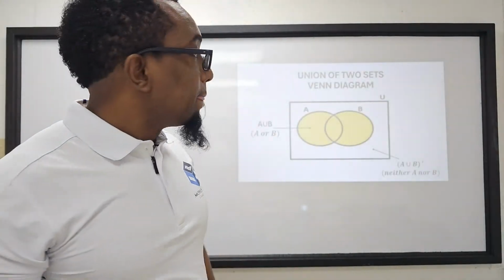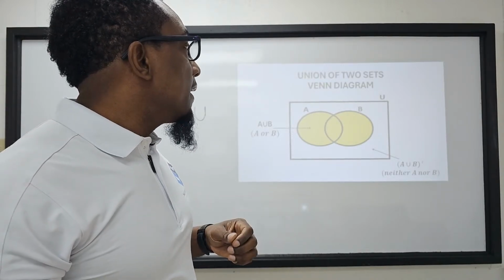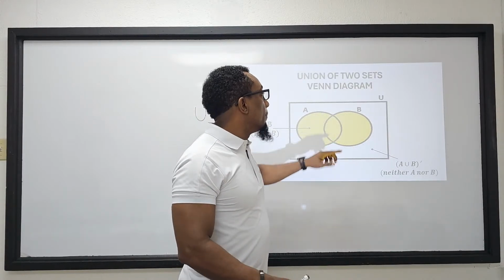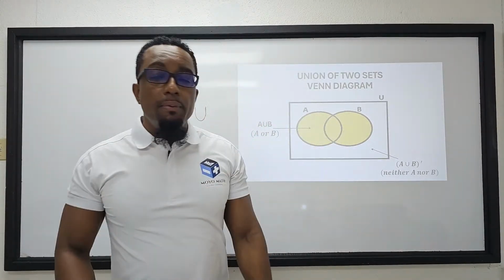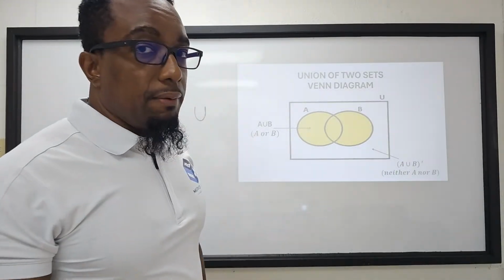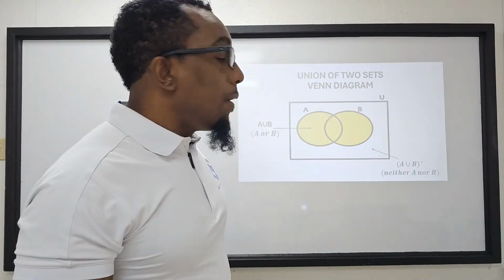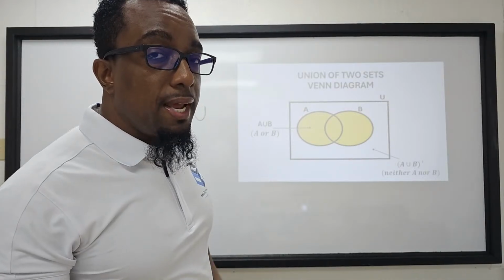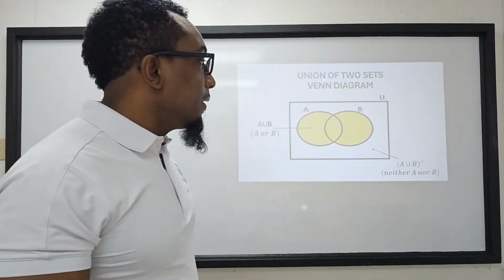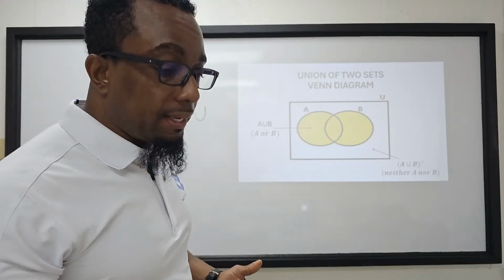But from the perspective of a Venn diagram, we know that the union simply means elements that are in either A or B or both. So this entire region here represents the union of two sets. So we have A union B, A or B, and of course the region outside of these two circles will be the complement of the union of two sets. So elements that are not in A union B will be placed outside. And of course, that is neither A nor B. So the complement is very important for us to know and recognize.